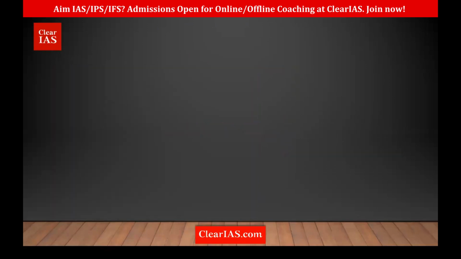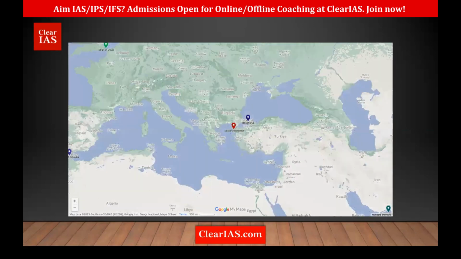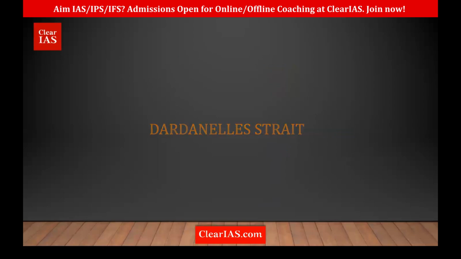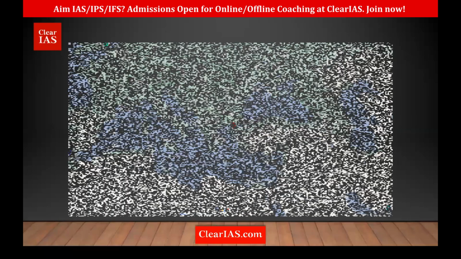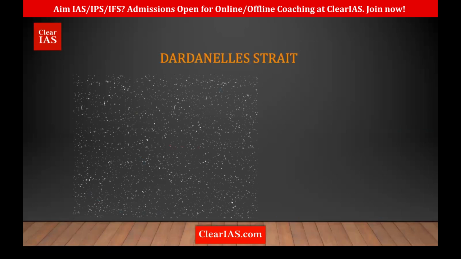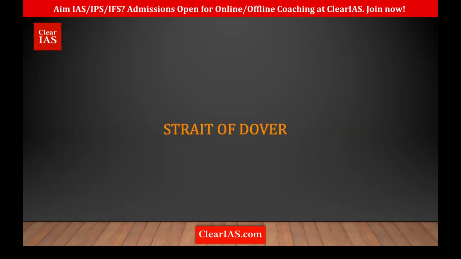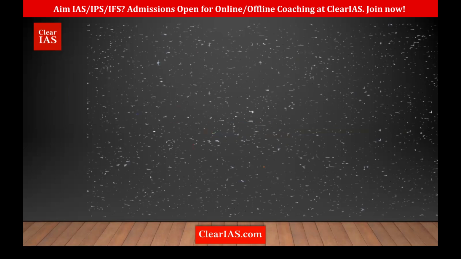Next is the Bosphorus Strait. It's very important. It connects the Black Sea and the Sea of Marmara, and it is within Turkey. The Sea of Marmara is connected to the Aegean Sea, part of the Mediterranean, through the Dardanelles Strait. So we have the Black Sea, Bosphorus Strait, Sea of Marmara, Dardanelles Strait, and the Aegean Sea, which is in turn connected to the Mediterranean. Remember, both of these are within Turkey. Next is the Strait of Dover, which is the most important strait for the UK.